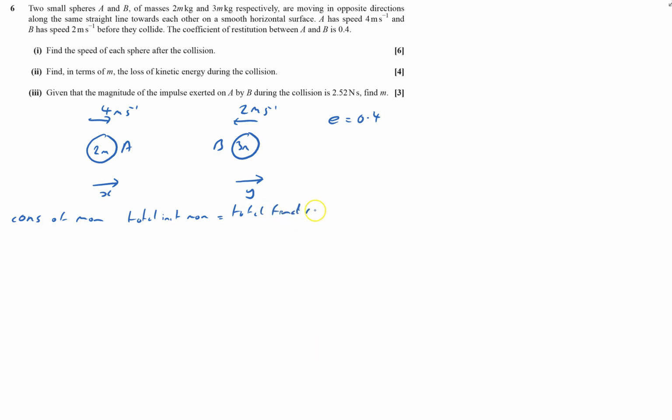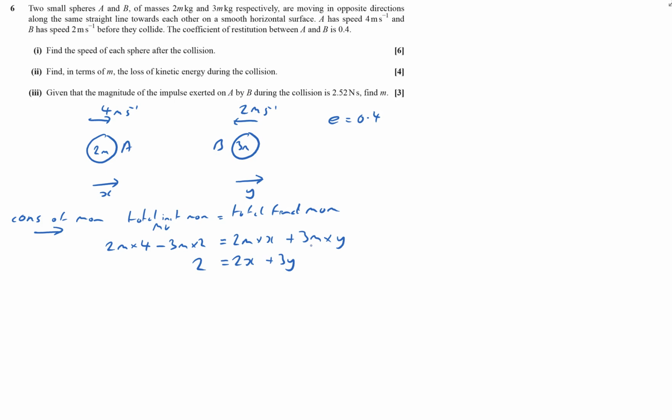This is very much worthwhile writing down so you know exactly what you're talking about. Momentum is mass times velocity, so I'm going to take that way to be positive: 2m times 4, and then minus 3m times 2, because it goes the opposite way, must equal my final momentum, which will be 2m times x plus 3m times y. Cancel the m, so 8 take away 6, that's 2, equals 2x plus 3y.